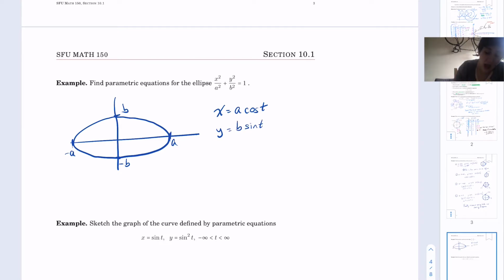I really recommend, especially when you're faced with x squared plus y squared equals 1 and some sort of variation on that with a constant in front, starting with cos and sine.